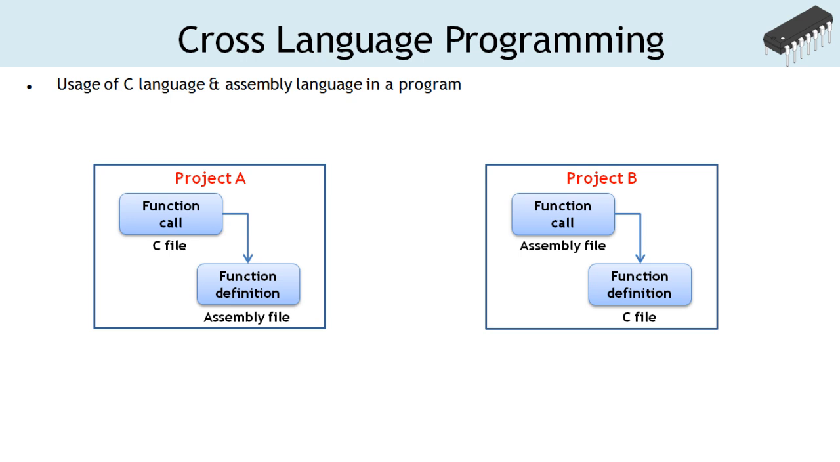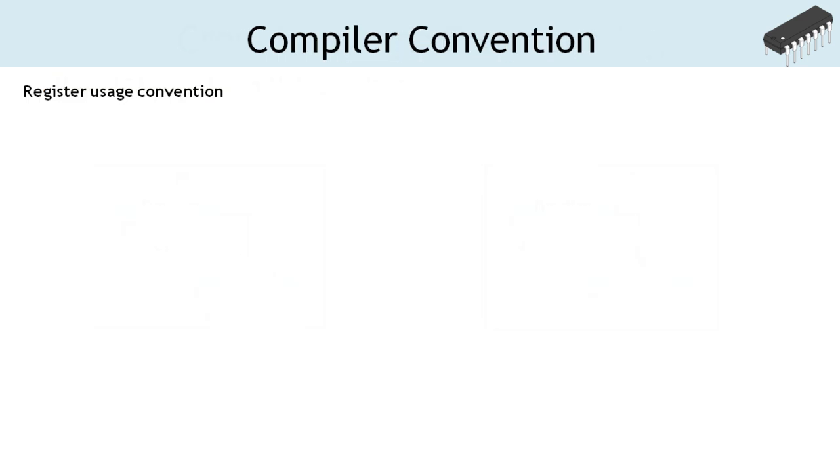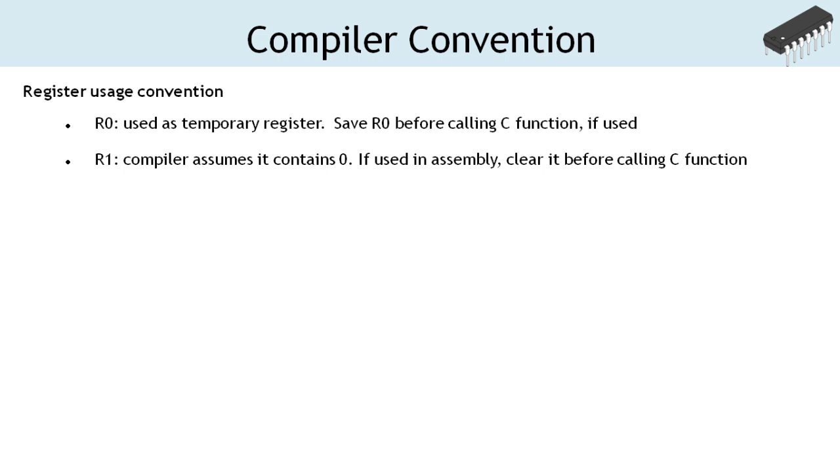To mix both the languages in an embedded project, it is important to know the register usage convention followed by the C compiler and how the parameter and return value are passed between the functions. Let's understand this closely. The register R0 is used as a temporary register by the compiler. If the register is used in assembly code, it must be saved on the stack before calling the C function.